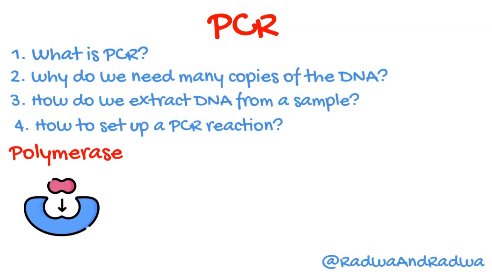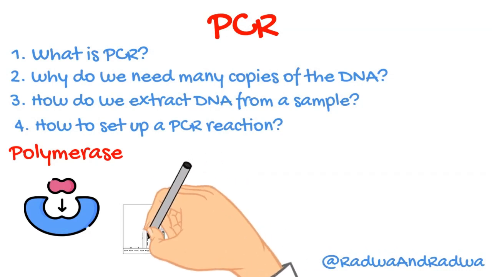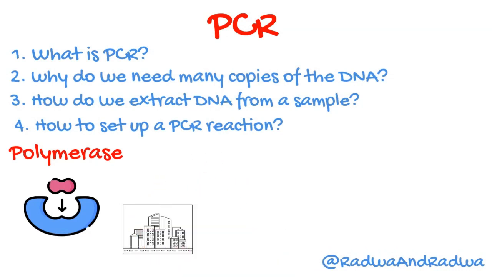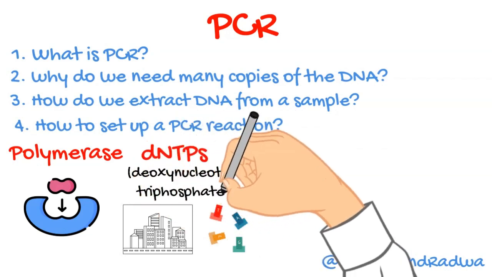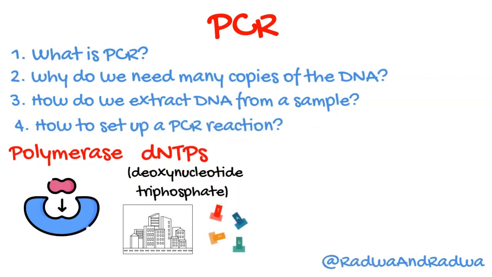The second component are the units that will be used to synthesize these millions of copies of DNA. So you can think of these millions of copies of DNA as a skyscraper. In order to build this skyscraper, we have to obtain the building blocks and the units needed to synthesize and form each one of the different floors on this skyscraper. And these building blocks are called dNTPs, deoxyribonucleotide triphosphates, short dNTPs. They're used to generate and form these copies of DNA that we're interested in generating.